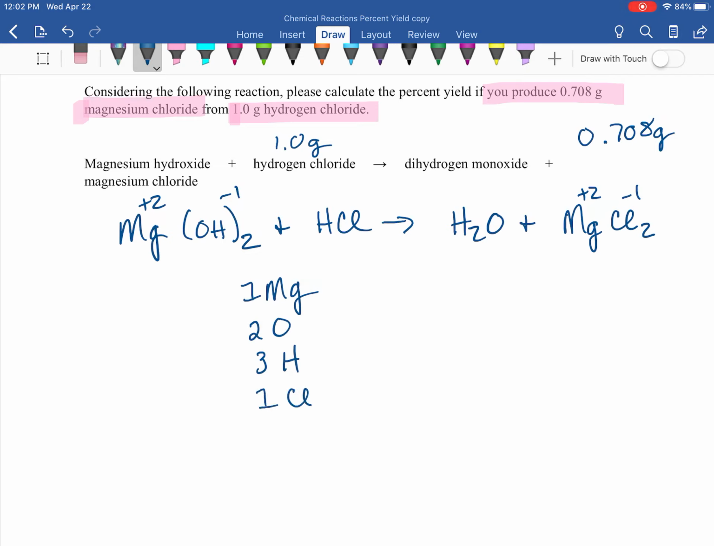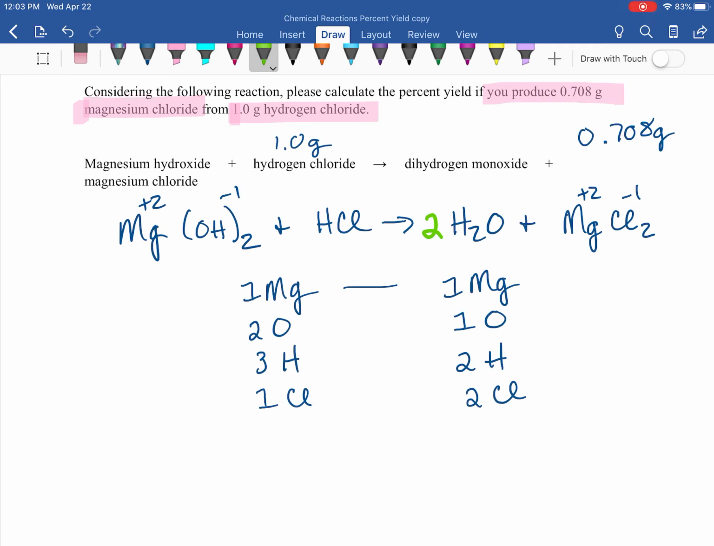Let me just spell out real quick. We've got 1 magnesium. We've got 2 oxygens, 3 hydrogens, and 1 chlorine. We've got 1 magnesium. We've got 1 oxygen, 2 hydrogens, and 2 chlorines. Not at all balanced. How are we going to fix it? Well, start with the most complicated first. So that's our magnesium hydroxide. Magnesium is fine. Oxygen isn't.